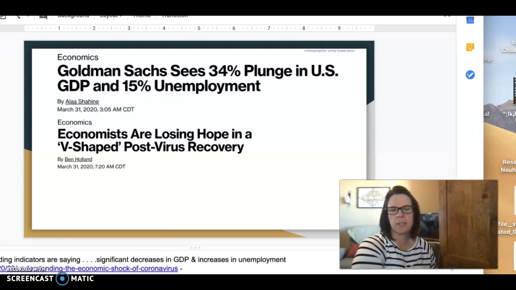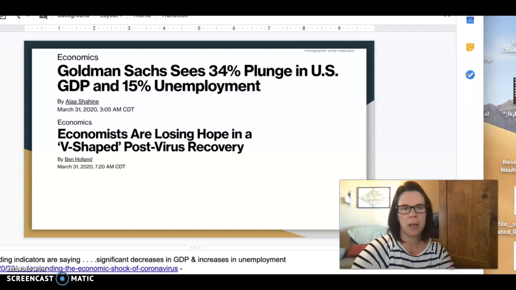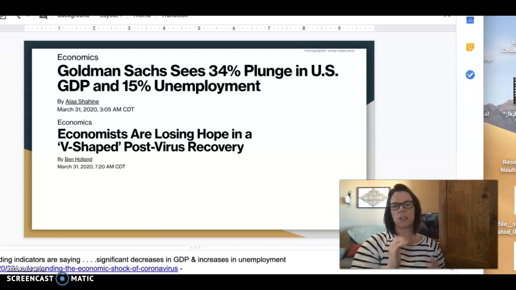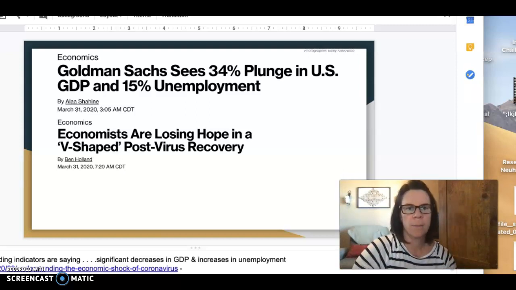Second headline says, economists are losing hope in a V-shaped post-virus recovery. I don't want to scare you, but I do want you to realize the reality of what we're living in right now. A V-shaped economy means that our economy would drop fast and then recover fast. Although we've seen our economy contract, we're hopeful and we want it to rebound just as fast, right? But now this headline is saying that they're losing hope in that V.